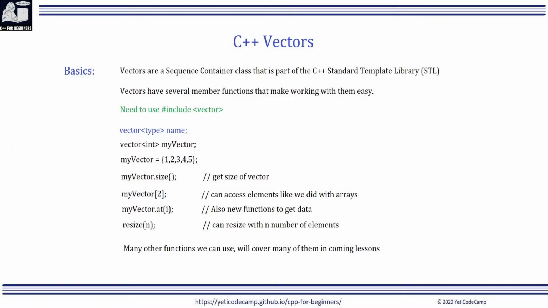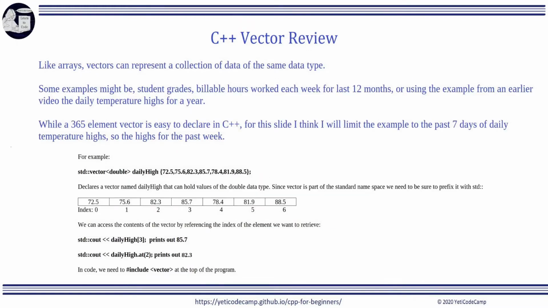In Lesson 10, we learned vectors are a sequence class that is part of the C++ standard template library. You need to include vector at the top of the program. You declare a vector with the keyword vector, the data type of its elements, and give it a name. Like arrays, vectors can represent a collection of data of the same data type.